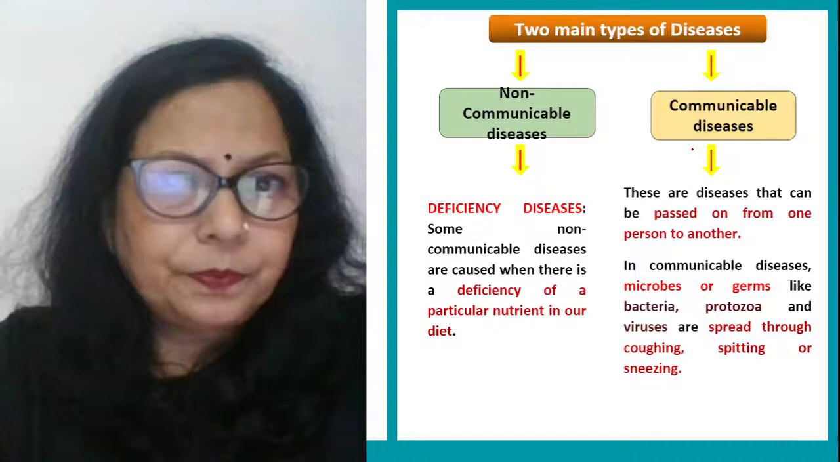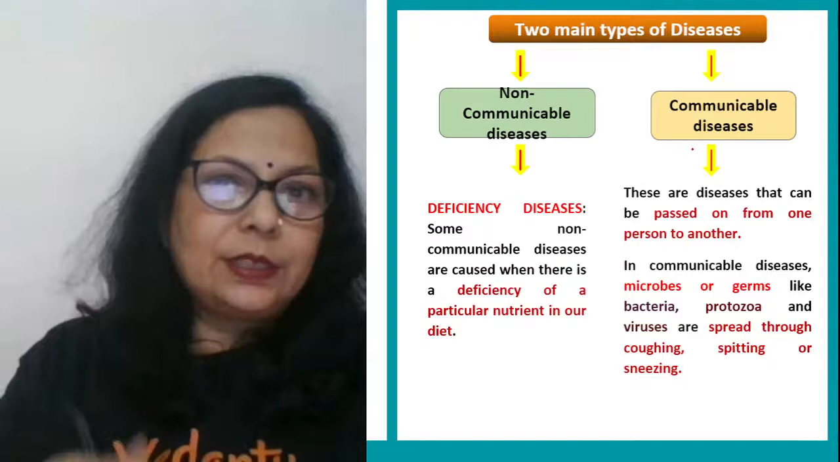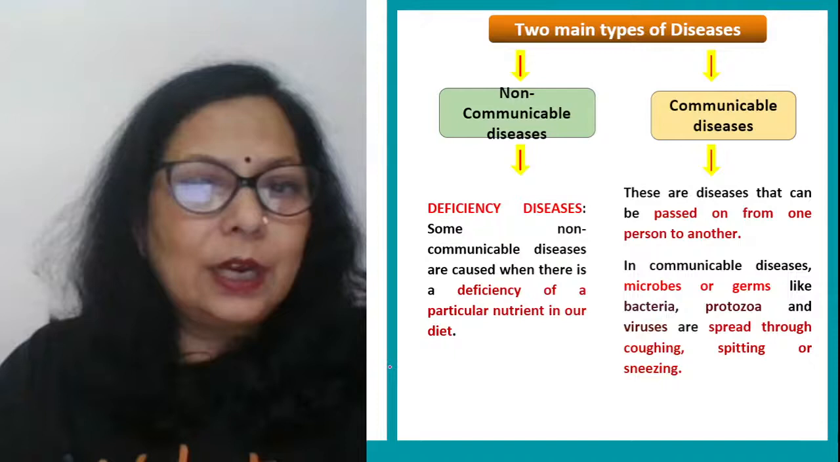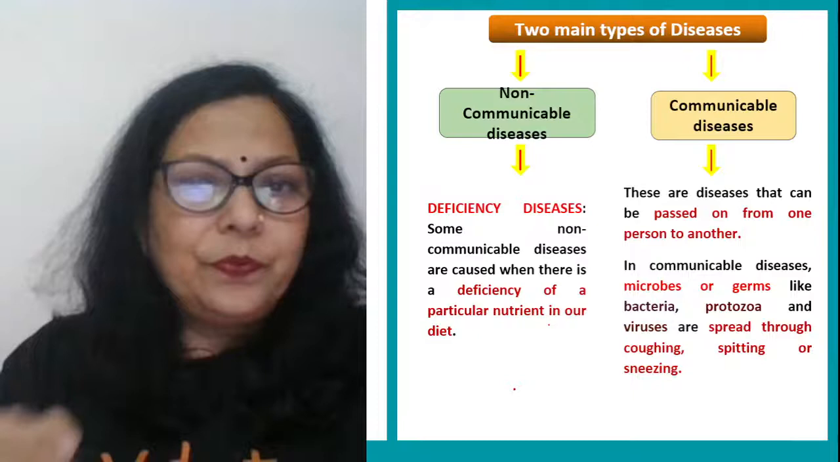Like a mosquito is a vector for Plasmodium vivax and it passes on malaria in human beings. Yes. So non-communicable diseases are the deficiency diseases. For example, scurvy from vitamin C deficiency, rickets from vitamin D deficiency. So these are the deficiency diseases. They are non-communicable. Then kwashiorkor, marasmus, these all are deficiency diseases.